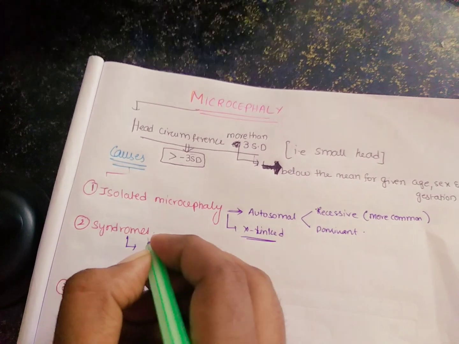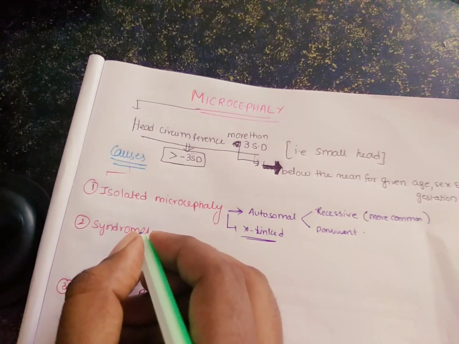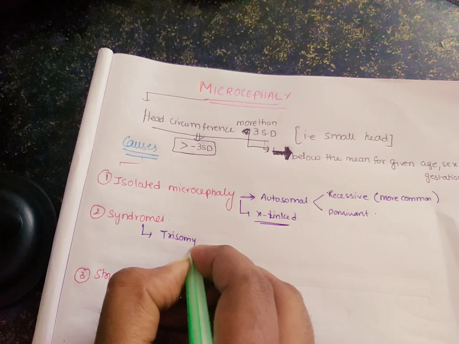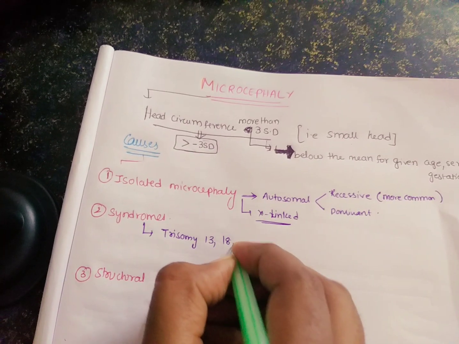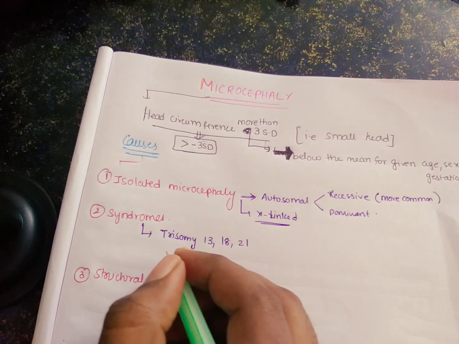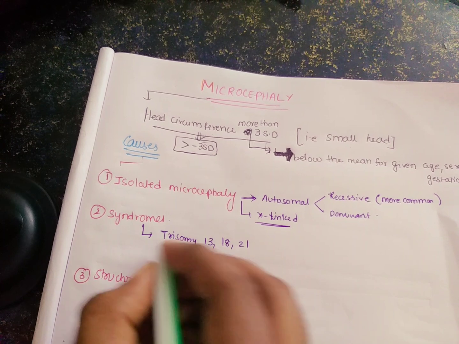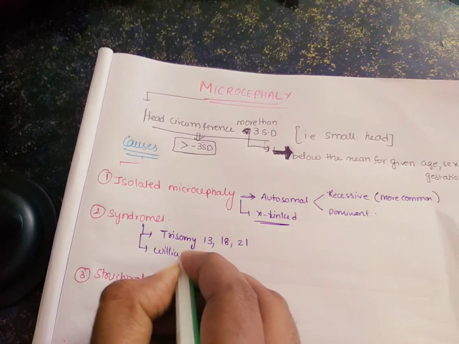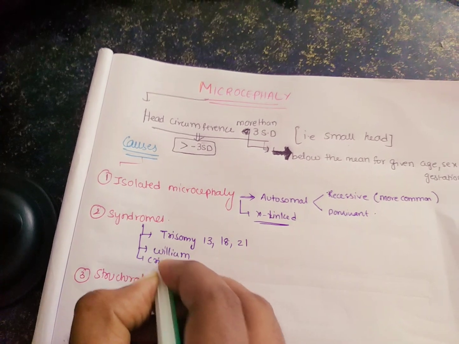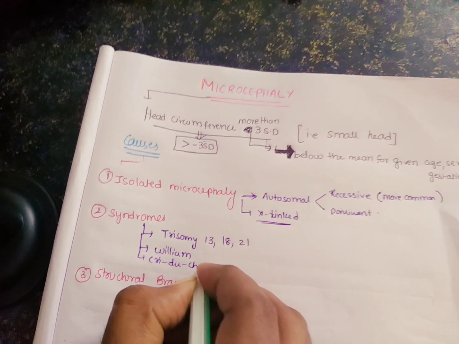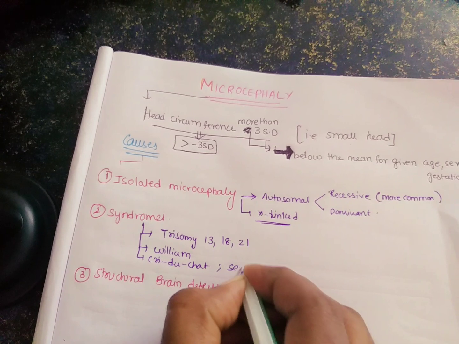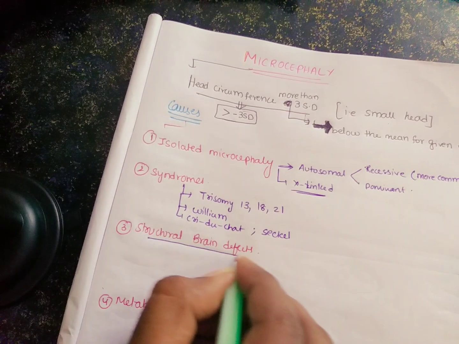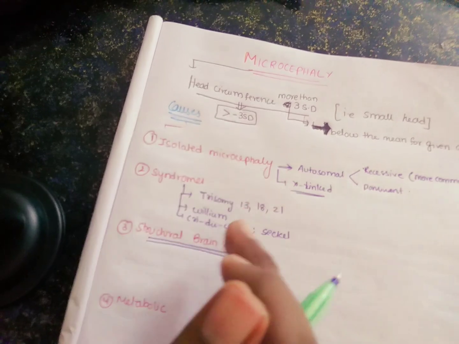And what are the syndromes that cause microcephaly? Trisomy conditions: trisomy 13, 18, 21. And some other associated syndromes like Williams syndrome, Cri-du-chat syndrome, Seckel syndrome, etc.